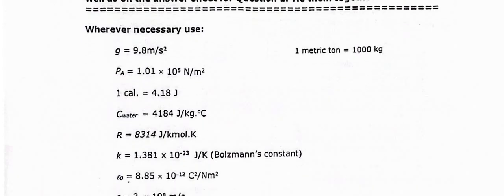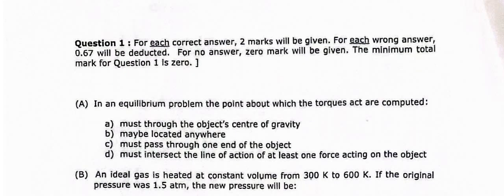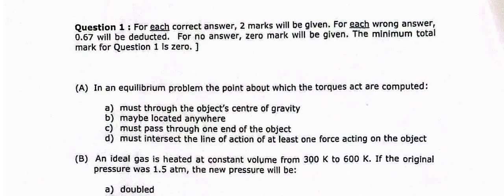Here, according to the instructions, the constants are given. Section A: for each correct answer, 2 marks will be given. For each wrong answer, 0.67 will be deducted. For no answer, 0 marks will be given. The minimum total mark for question 1 is 0.